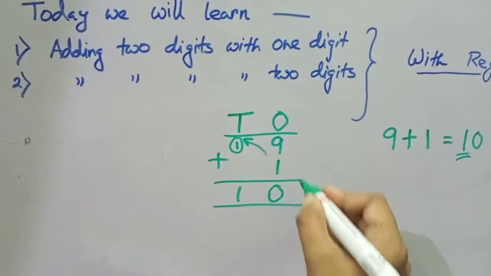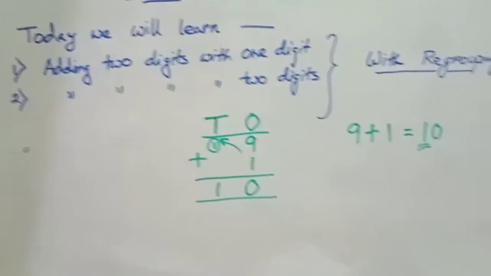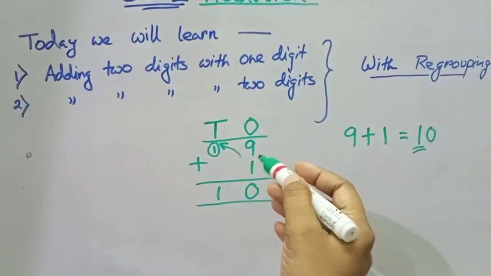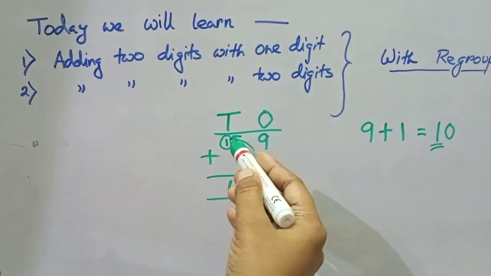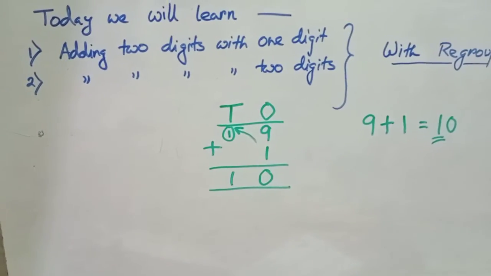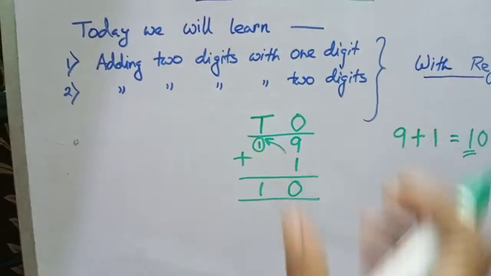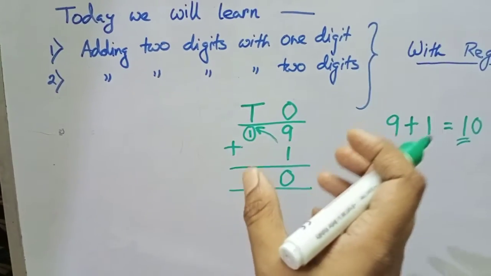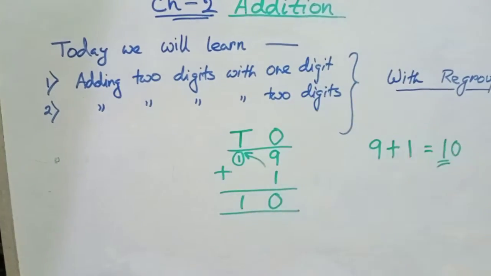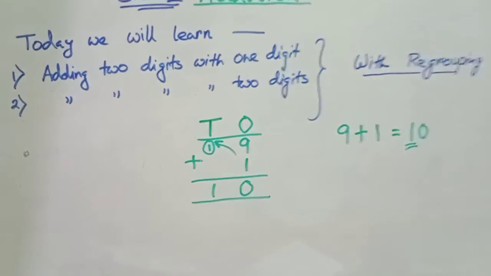So this is the concept of regrouping. That means carrying over the in-hand tens to the tens place. Applying this concept, we are going to see how to add two digit numbers with one digit as well as with two digits. Let's see.